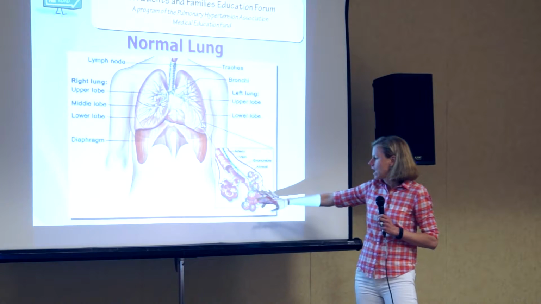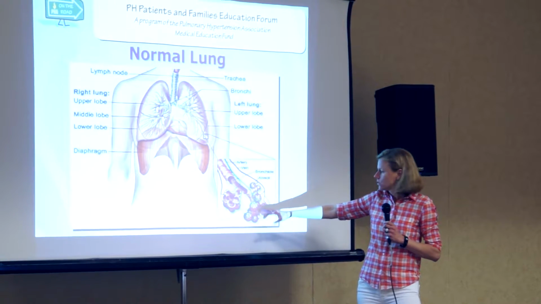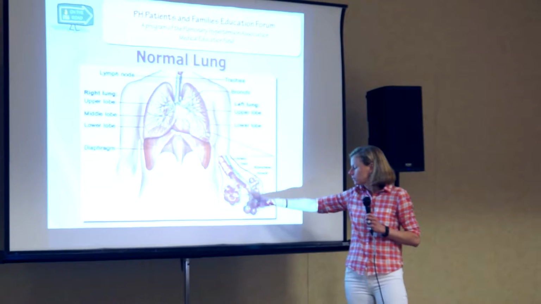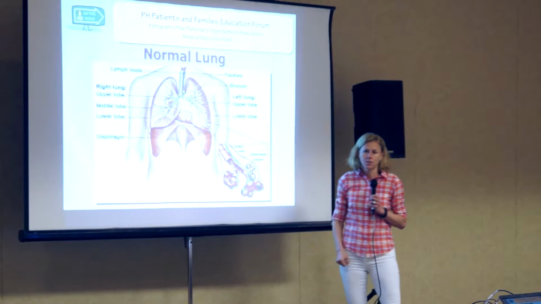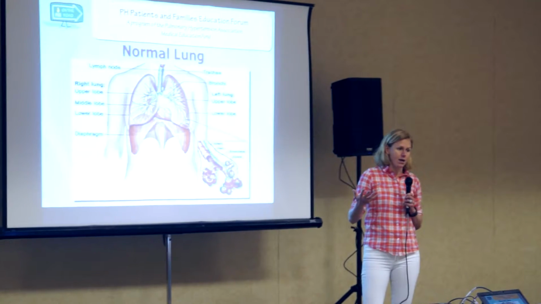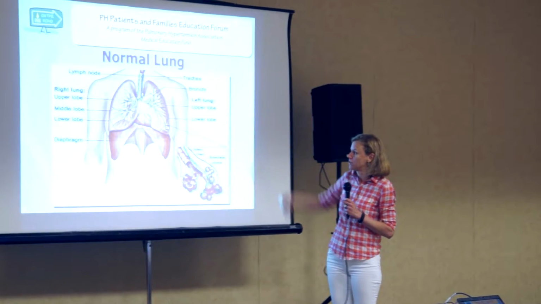Well, the buds on the end of the tree of your airway are called alveoli, and that's where air is exchanged or is taken up by the blood vessels in your lungs. So that's where the blood vessels take up oxygen and get rid of carbon dioxide in these little sacs called alveoli that are in the end of the branches of your airways.